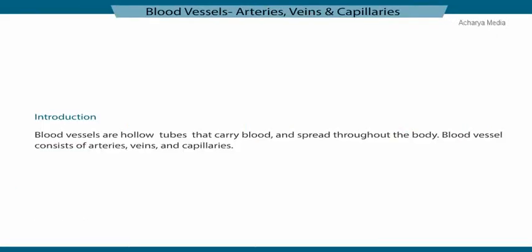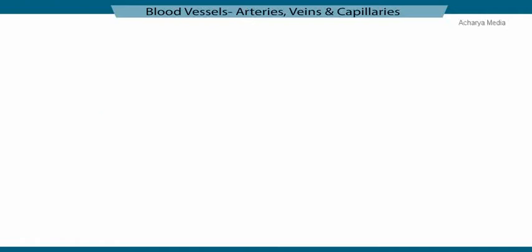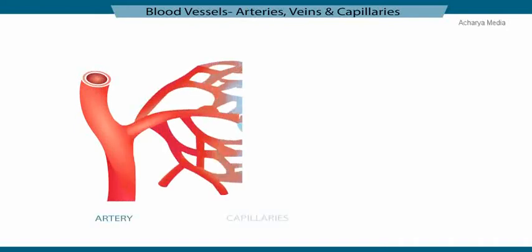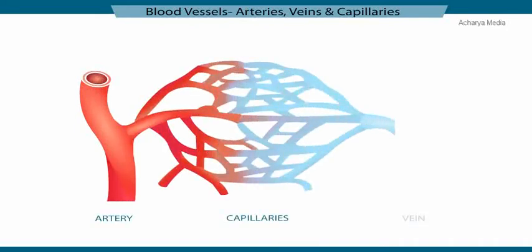Blood vessels are hollow tubes that carry blood. They are spread throughout the body. Blood vessels consist of arteries, veins, and capillaries. You can view the blood vessel with artery, capillaries, and vein.